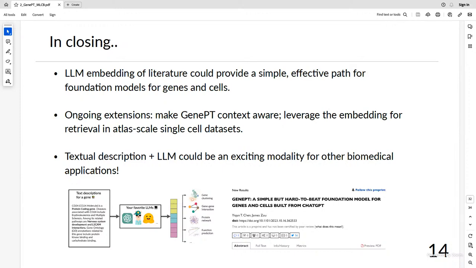Let's thank Yiqun again. Okay, so next up we have Rebecca Boyarsky from MIT, who will tell us more about single-cell RNA-seq foundation models. Rebecca is joining us virtually, so we're going to play a recording of her talk, and then she'll do a live Q&A session.